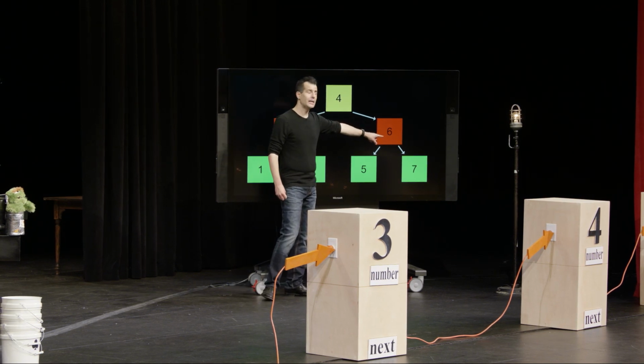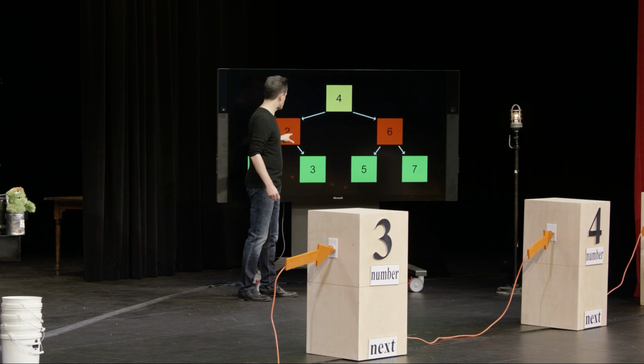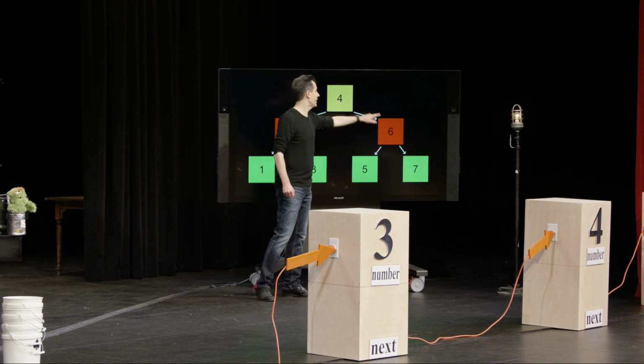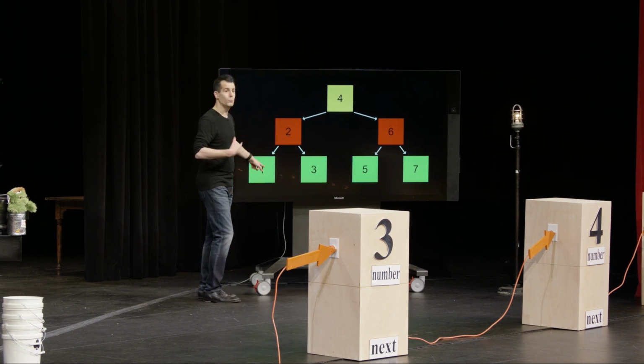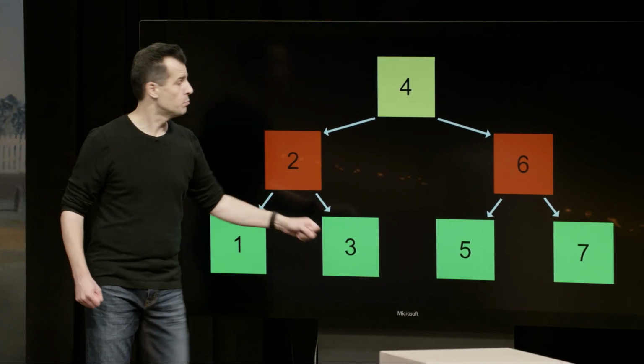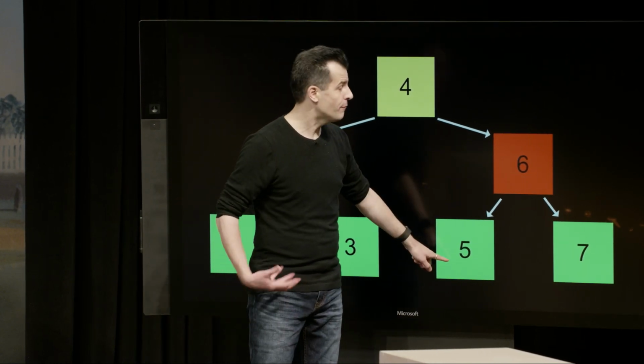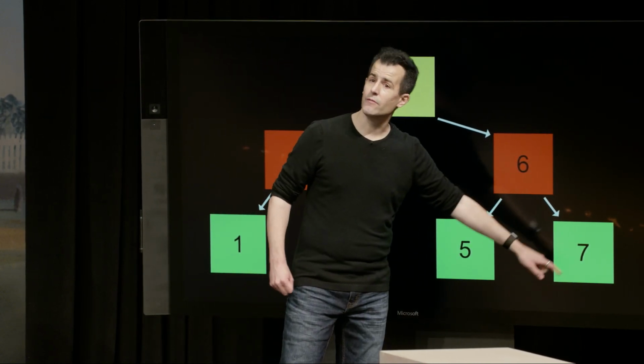And we can do that again and again. So here's 4. Its left child is 2. That's less than. Here's 4. Its right child is 6. That's greater than. We can do this again. Let's go to 2. Its left child is 1, which is less. Its right child is 3, which is more. 6. Its left child is 5, which is less. 6. Its right child is 7, which is more.